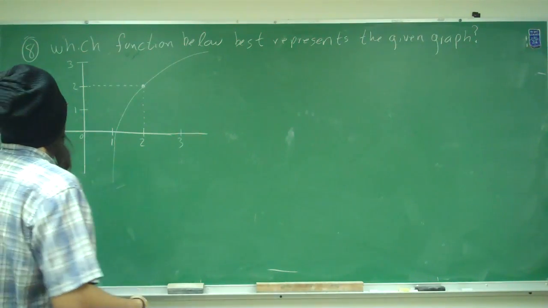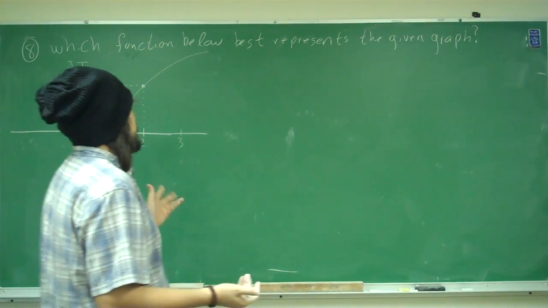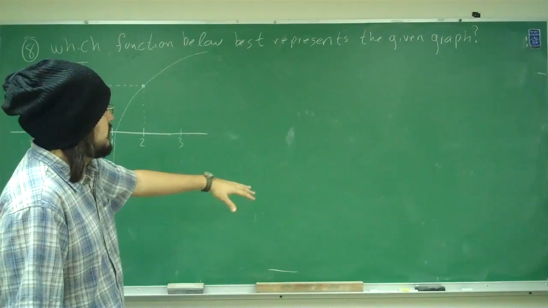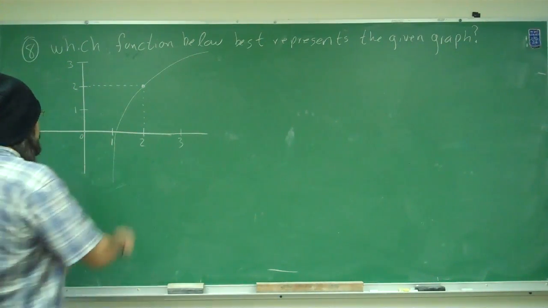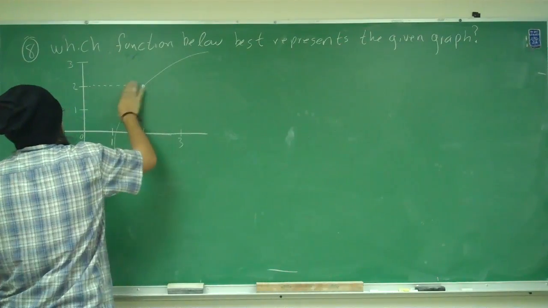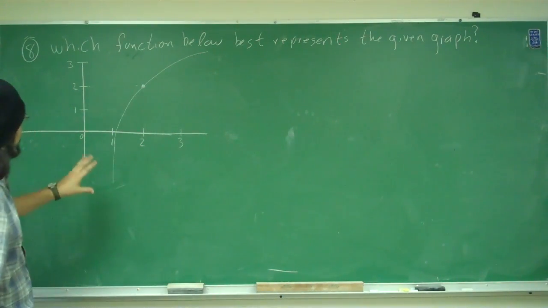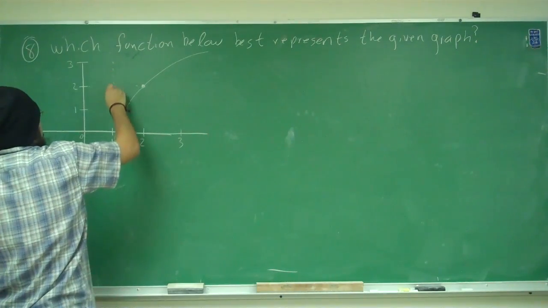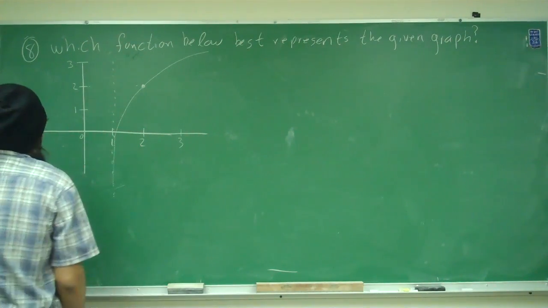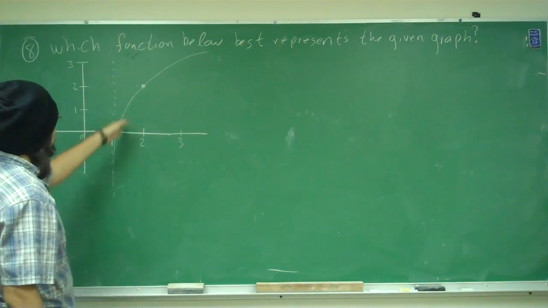So problem 8 reads, which function below best represents the given graph? Alright, so I didn't write down the functions, I just wrote down the graph that we have here. So this is how the graph looks, roughly. If you look at this, they don't show you, but this looks like it has a vertical asymptote here at 1, and it looks something like this.